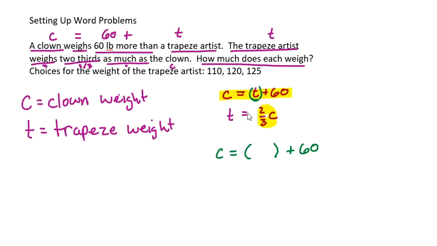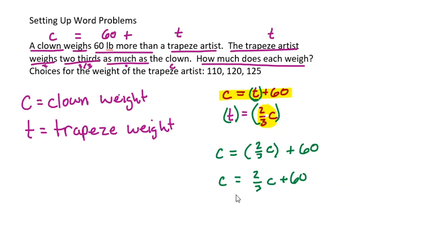to replace that with what t equals, which is 2/3 c. So I'll write 2/3 c. And now I can try cleaning this up. So now I've got c equals 2/3 c plus 60, and then if I want to, I can move the 2/3 c to the other side by subtracting it. c minus 2/3 c is 1/3 c.